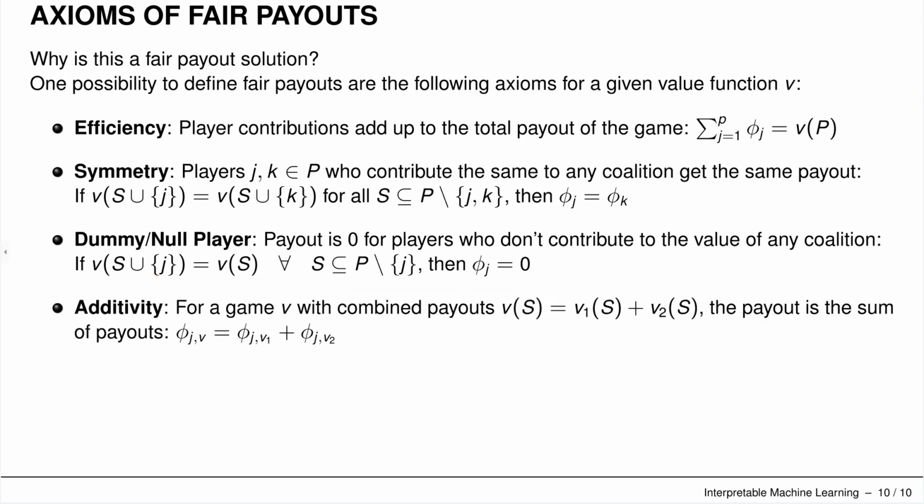And we have additivity. So for a game with combined payouts, where we can combine the value functions or payouts together, then the payout is also the sum of payouts, and the Shapley values can also be added in the same fashion.